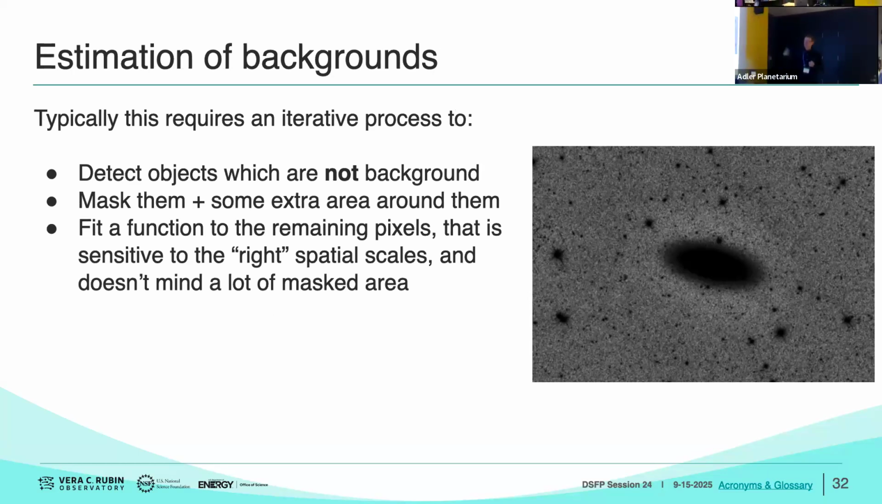This basically comes down to an iterative process. I need to fit some kind of smooth function here. That means I need to mask out all of these stars. I probably need to mask out the center of this galaxy. But here's where the trade-offs come in. If I mask out too much, then I don't know where I should estimate the background. If I don't mask out enough of it, then I'm going to estimate part of the galaxy's light as background light. It's just hard. It's hard, but it's necessary.